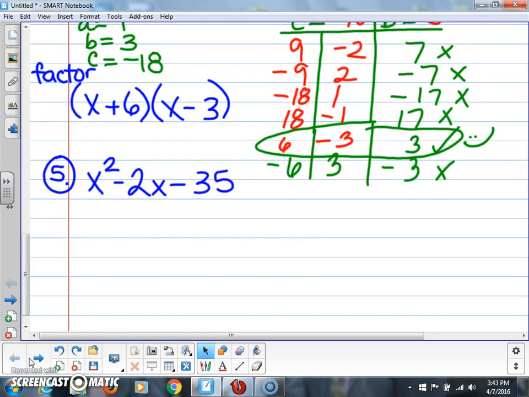Okay guys, go ahead and take a few minutes to look at the 5th example, which is x squared minus 2x minus 35. I'm going to give you guys 2 minutes to solve that with your group. Those of you watching the video should pause it and then come back.